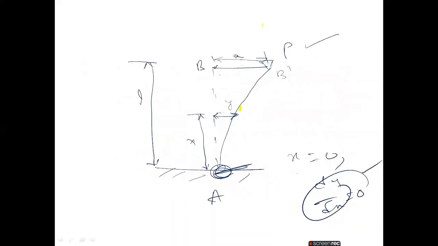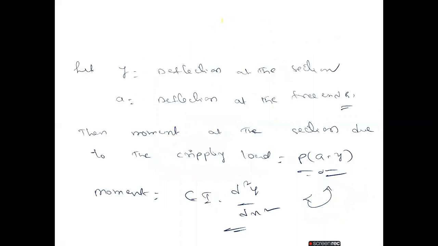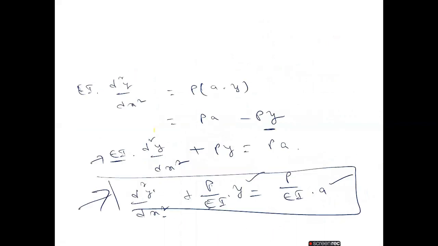Now you see, when we are applying a load, that is the crippling load, this is the original shape of the column. After this, a curve will be formed in the column. Here we are taking a section at a distance x from the fixed end. So the deflection is y at the section and a is the deflection at the free end. If you observe here, y and a, the moment is P into (a minus y). The actual moment is EI into d square y by dx square. If you equate both, we will get the equation like this.